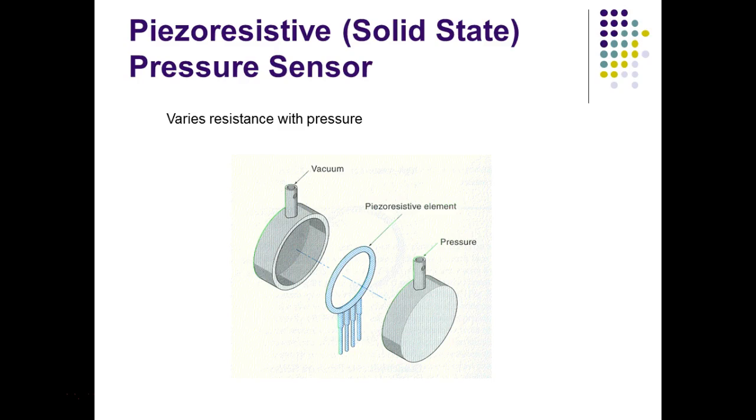Not the one with the flint, the one that generates the arc, the one that snaps. So you push it down and you get it to a certain point, it goes pop, and then it shoots. Those are piezoelectric. But we're not talking about piezoelectric, we're talking about piezoresistive. So this might not be in the textbook.